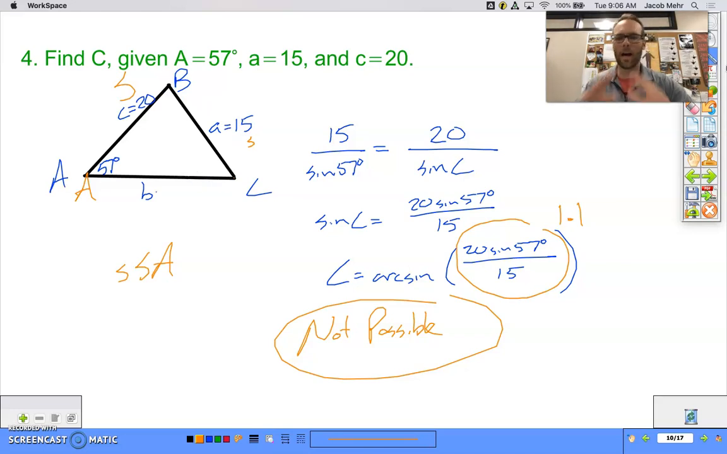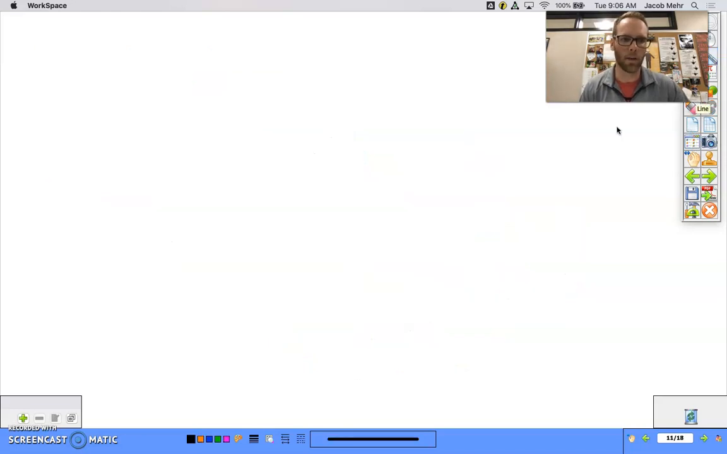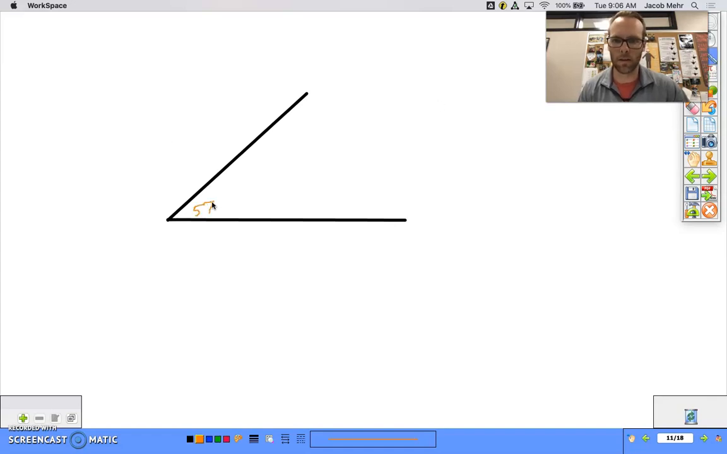If I swung this on a circle like I had in GeoGebra, it actually wouldn't reach that side length. I'm not going to spend the time on the video, but I could make this in GeoGebra where I made this angle 57, I made that 20, and I made this 15, and it would look something like this, where it just can't ever reach that bottom side to connect it as a triangle. So there are 0 possible triangles.